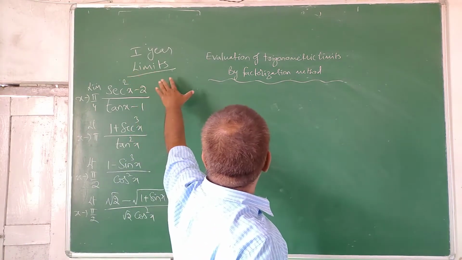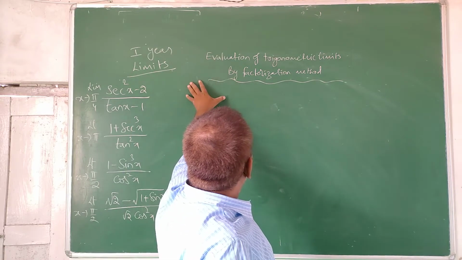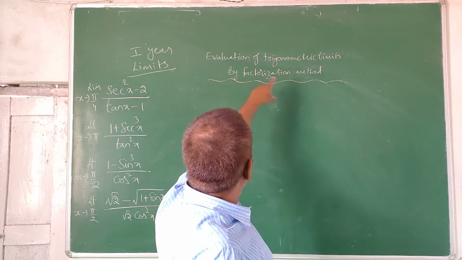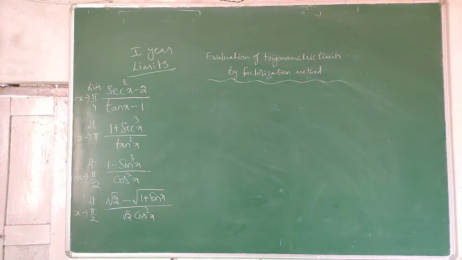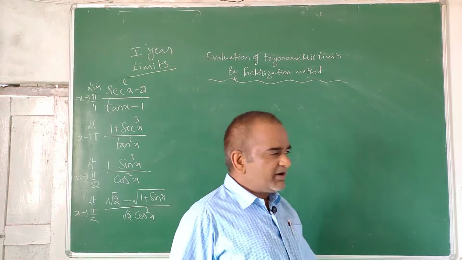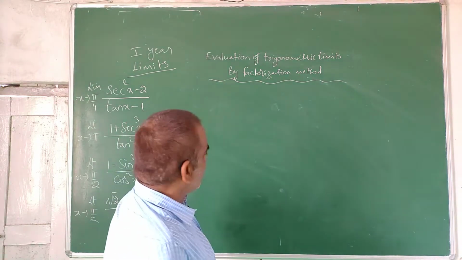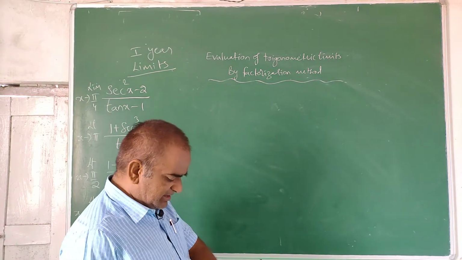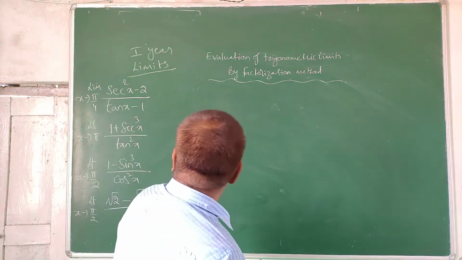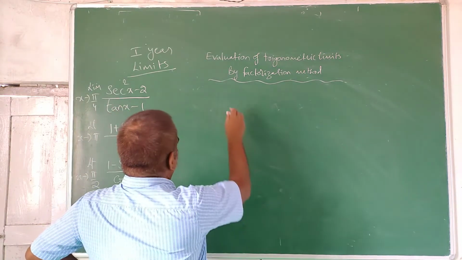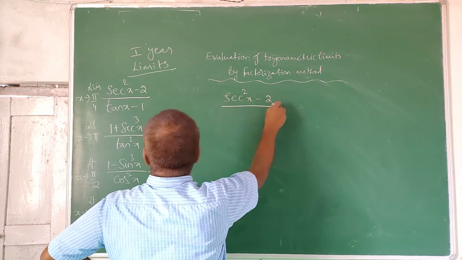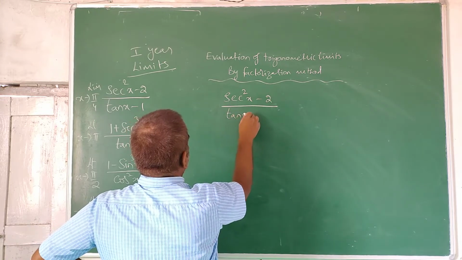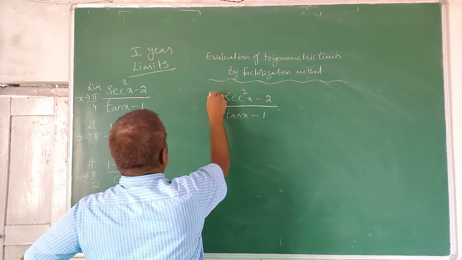Now, first year limits. We are continuing our topic, evaluation of trigonometric limits by factorization method. So under this we are doing the first question: (sec squared x minus 2) upon (tan x minus 1) as limit x tends to pi by 4.